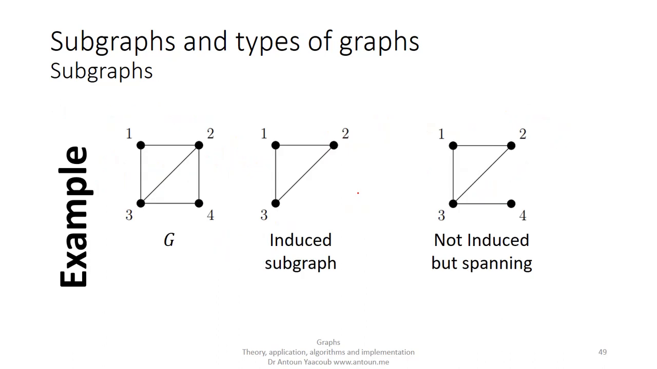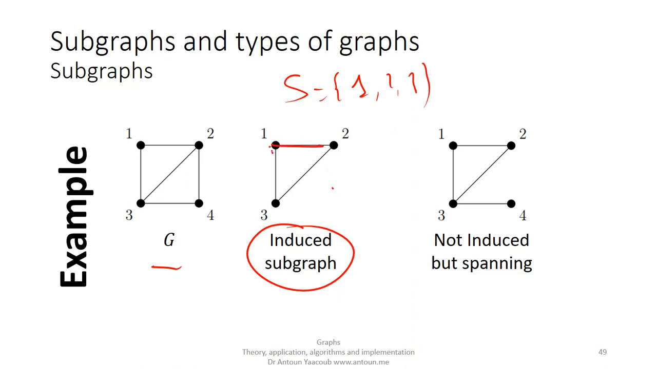So let's see an example here. I have here a graph. This is an induced subgraph. As you have seen, I have picked a set S. It contains just 1, 2, 3. This is the set of vertices. I didn't choose 4, but I have kept all the edges from the original graph.